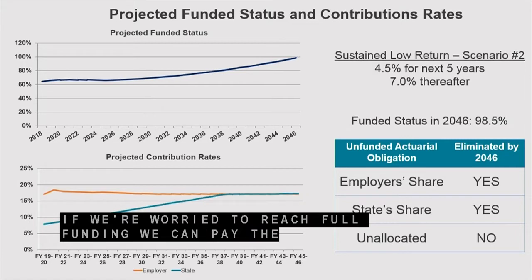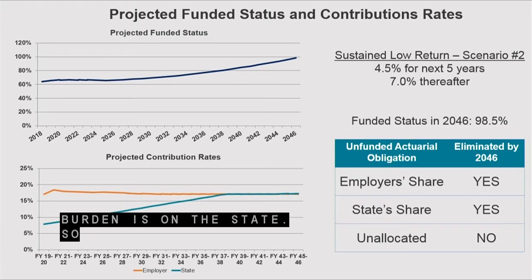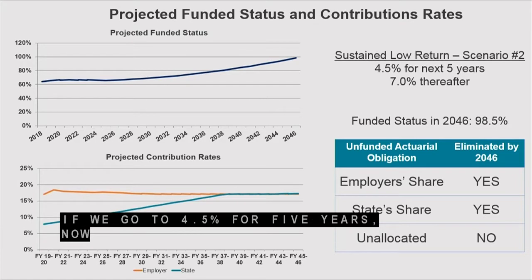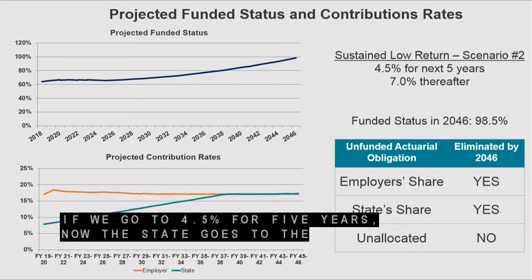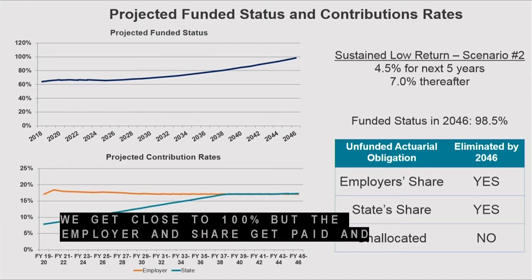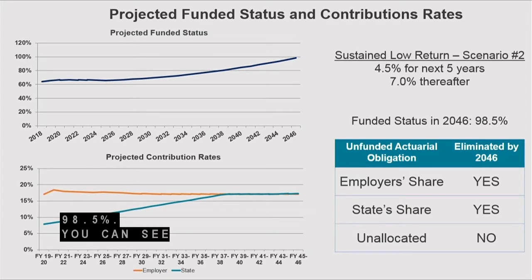Now, sorry, it was 5% for 5 years. If we go to 4.5% for 5 years, you can see the state contribution rate goes as high as the employer, around 17, 18%. We still get pretty close to 100%. Both the employer and the state share get paid. The unallocated, of course, is not. Now we're at 98.5%. But you can see we still have enough room at 4.5% for 5 years.